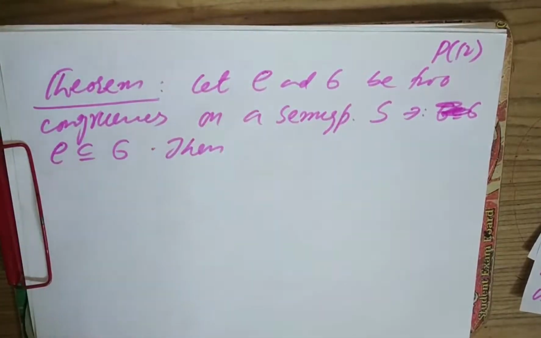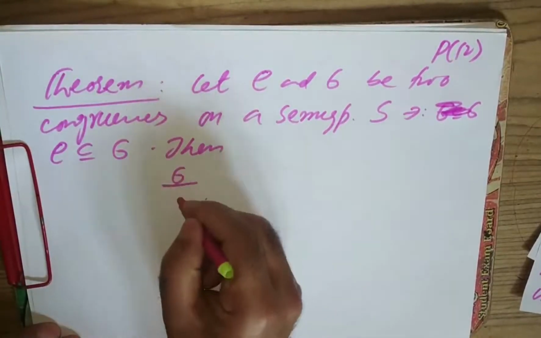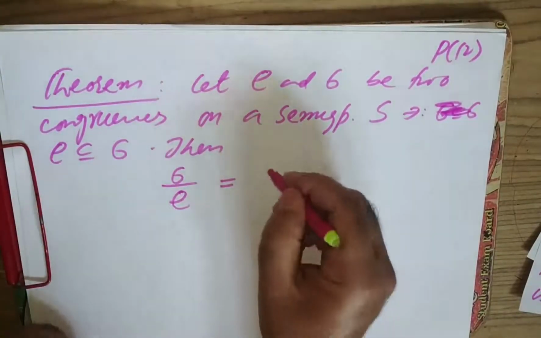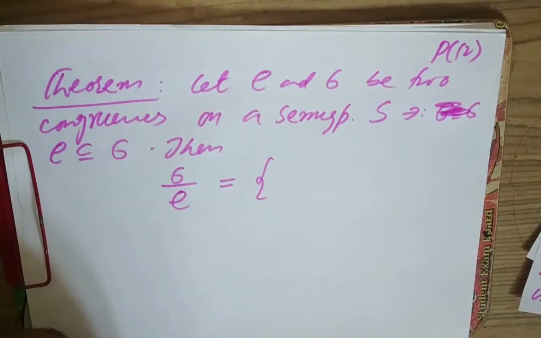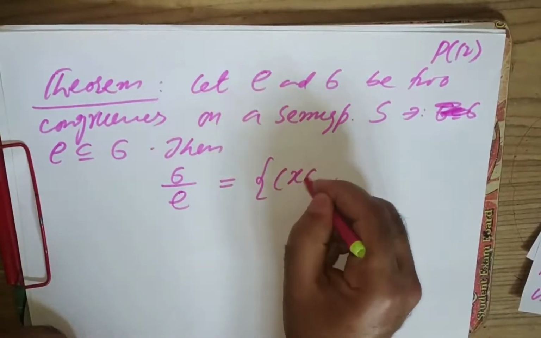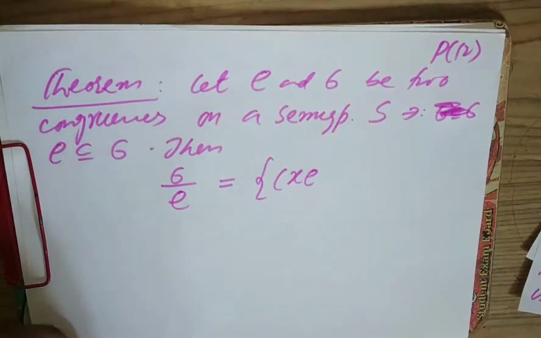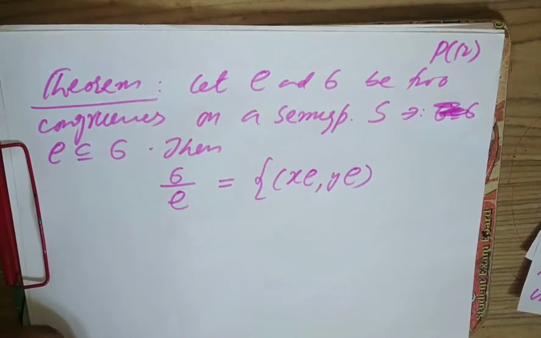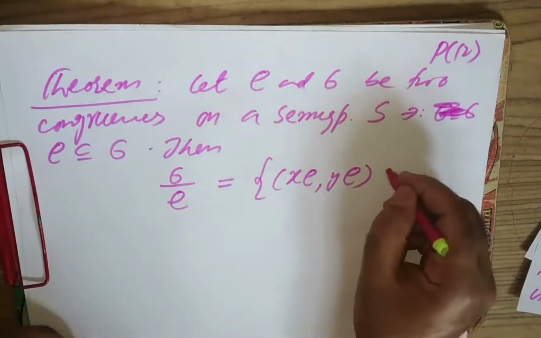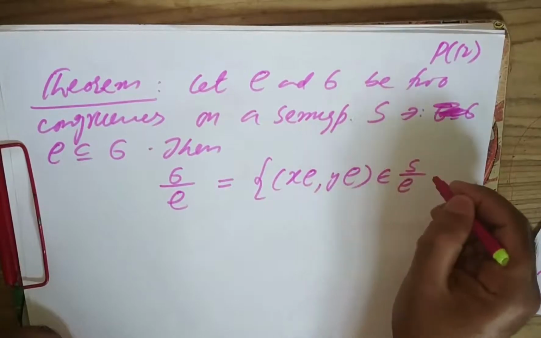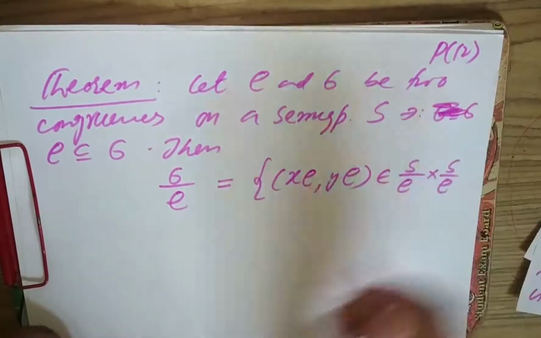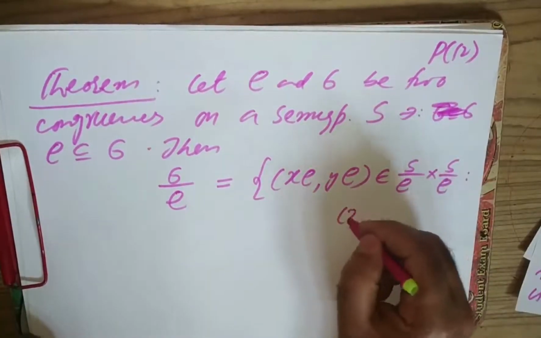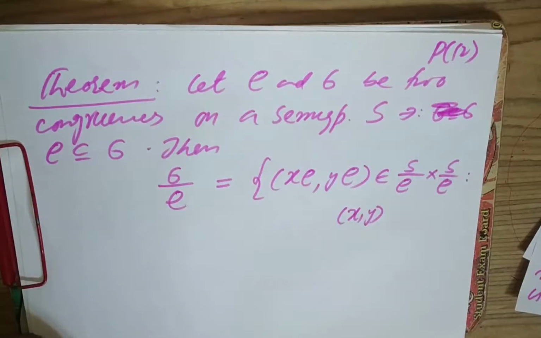you can define this quotient sigma over rho, which is equal to this set: the pairs x rho, y rho in S over rho cross S over rho, because x rho is an element of S over rho, such that x comma y belongs to sigma.